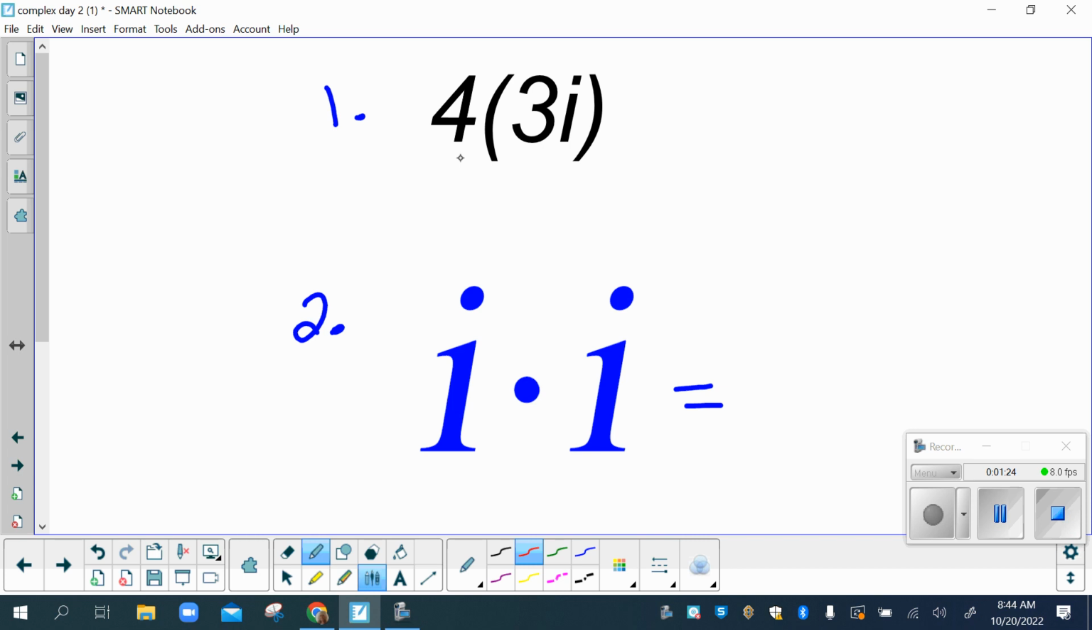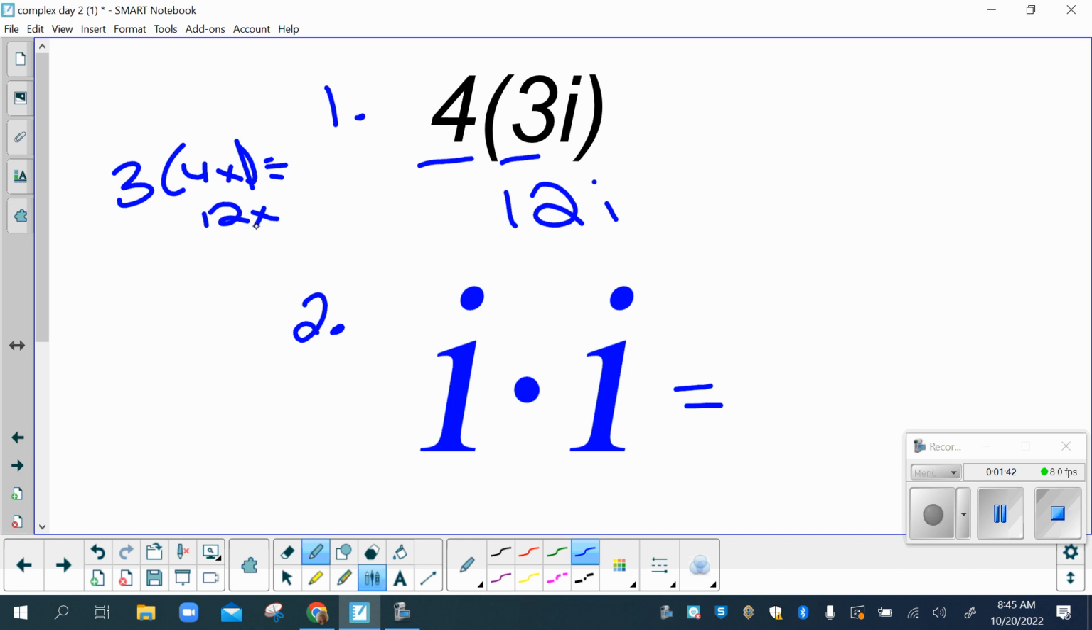Let me grab a pen here. It's going to be 4 times 3, which is 12i. Nice and easy. Right? Nothing really interesting there. It's kind of what you would expect if you saw this: 3 times 4x. You'd be like, that doesn't freak me out. I just get 12x, right? Okay. But now this next one is the key.